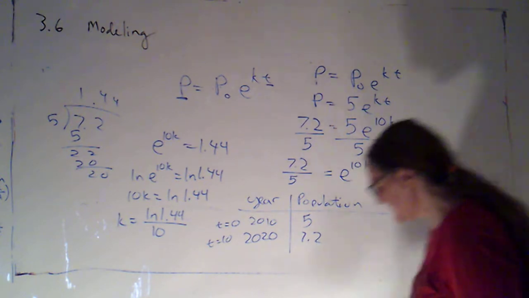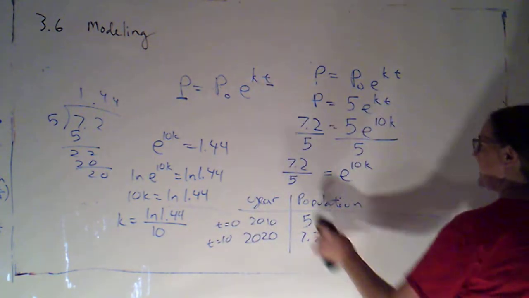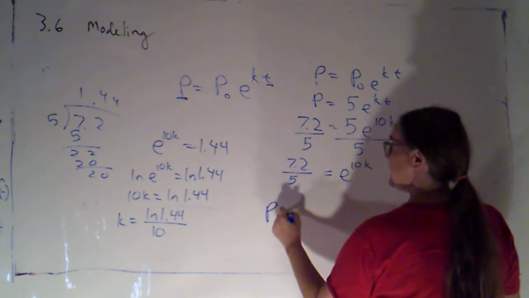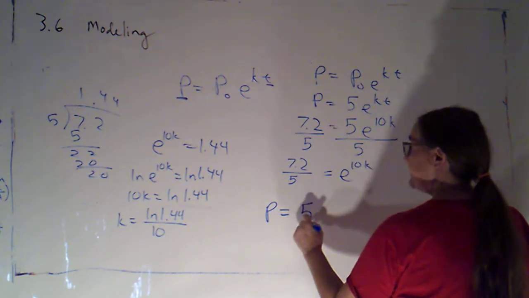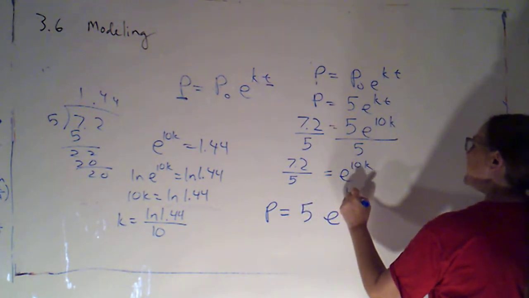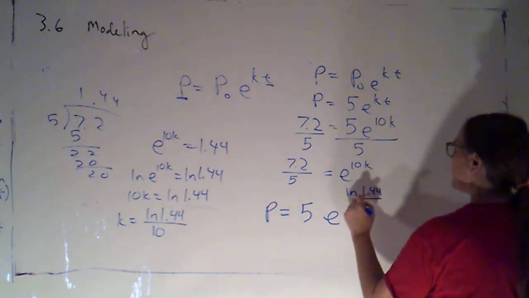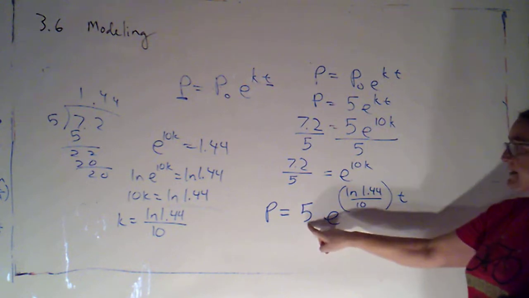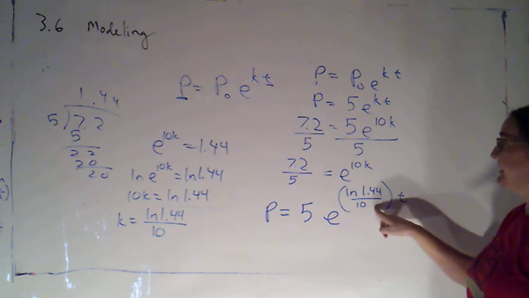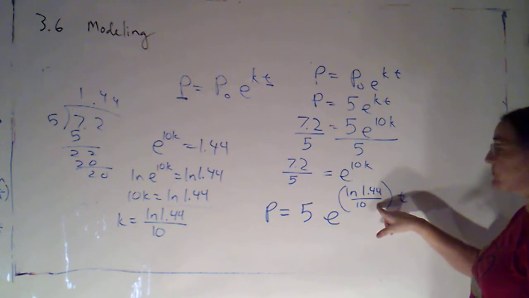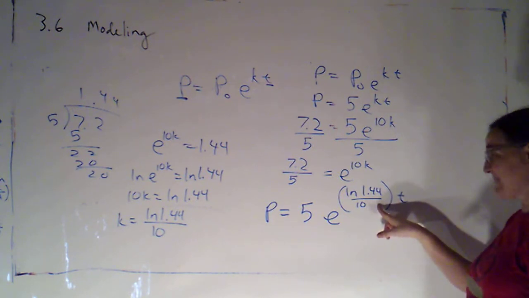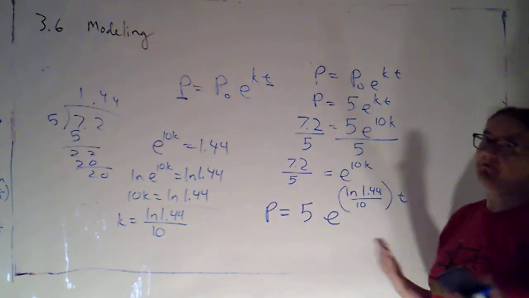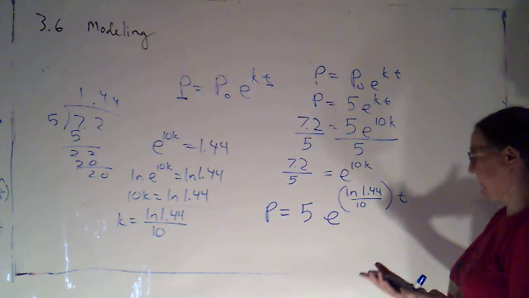Okay, excellent. So now I can say that my model is P is equal to 5 times e to the natural log of 1.44 over 10 times t. So I've plugged in specific numbers for P0 and for k. This would be how you would do this on exams when you don't have access to a calculator. In the book, they're often going to have you just plug that in and round things.